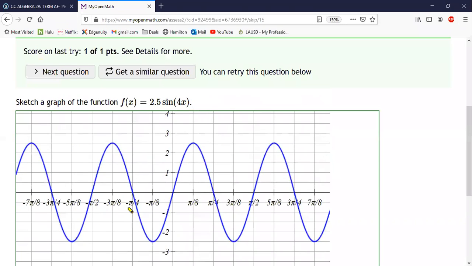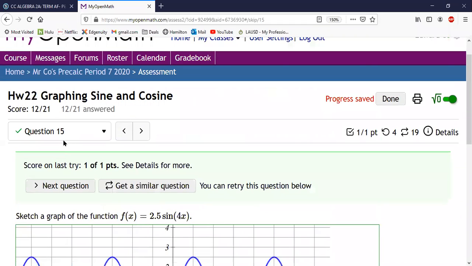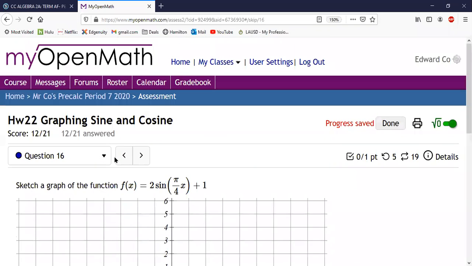Again, on the work, you have to write down your A, B, C, and D. Let's get to some harder questions. Come on, we're on 16 already. So this one looks a little terrible here.